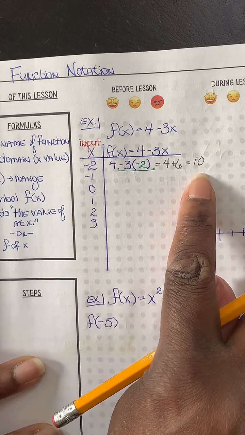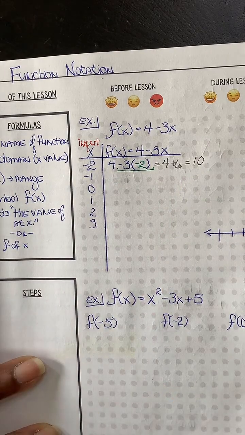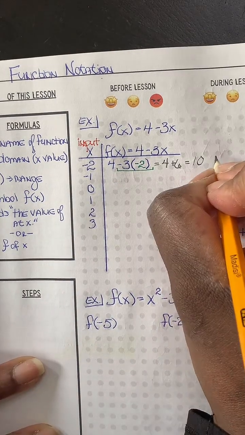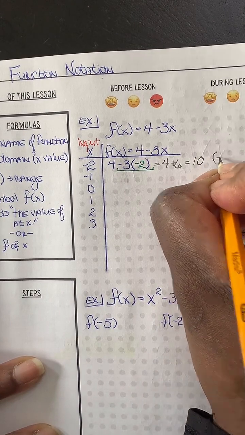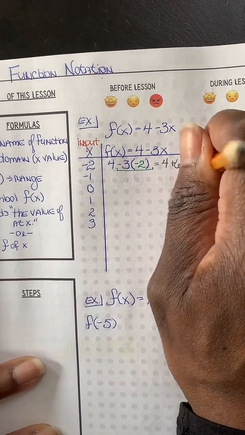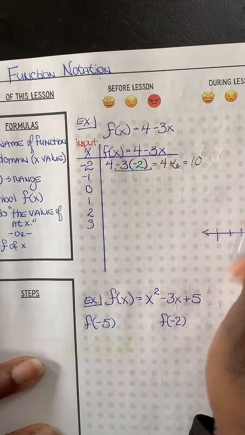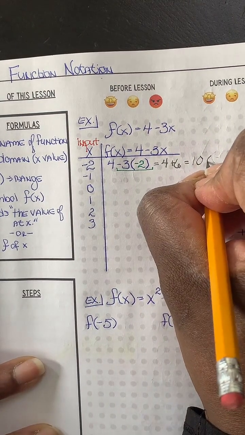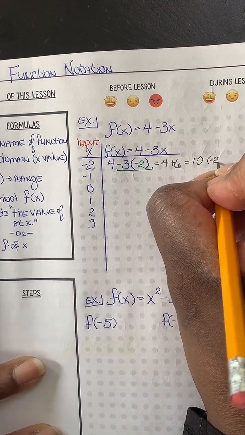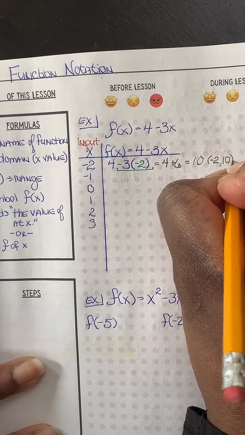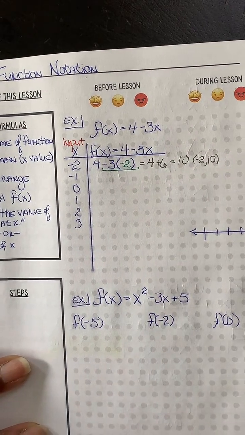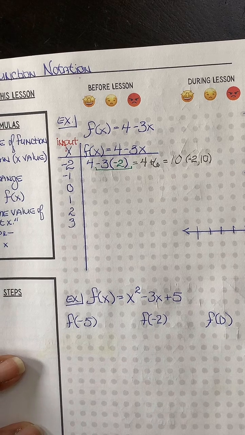So what you just found is an ordered pair. And the ordered pair is going to be negative 2, 10. I'm going to try to put it a little bit smaller just so I can fit it all in. So we got negative 2, 10. Okay, so that's all we're doing.